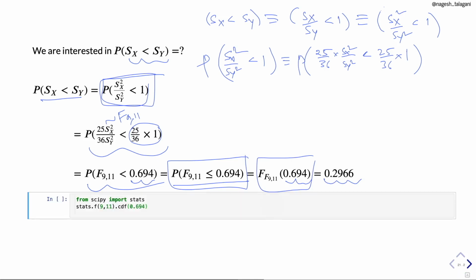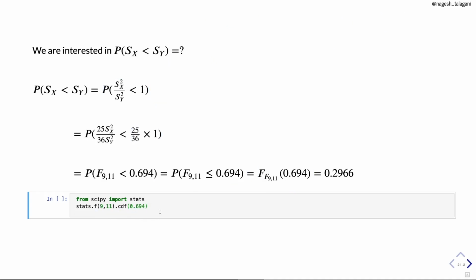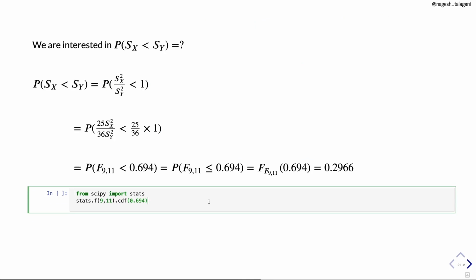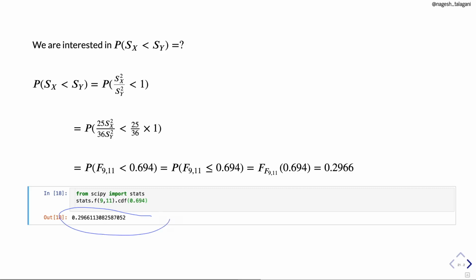You create an F random variable with 9 and 11 degrees of freedom, and call the CDF method at 0.694. Then it should return this value. Let me show you. So this is the CDF value of the F distribution with 9 and 11 degrees of freedom at 0.694.